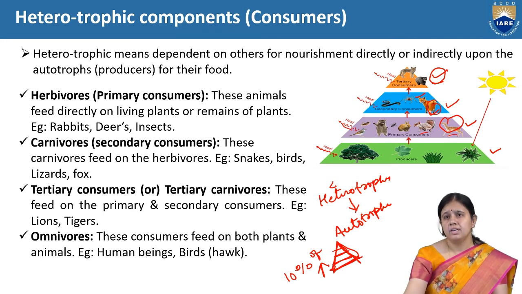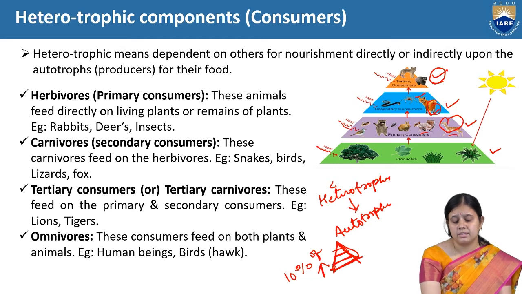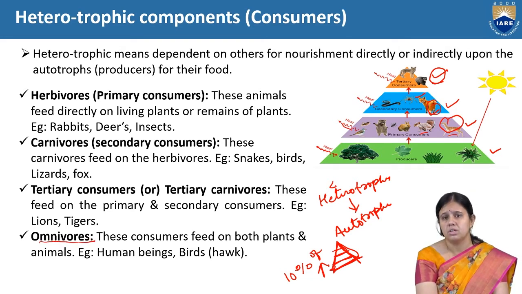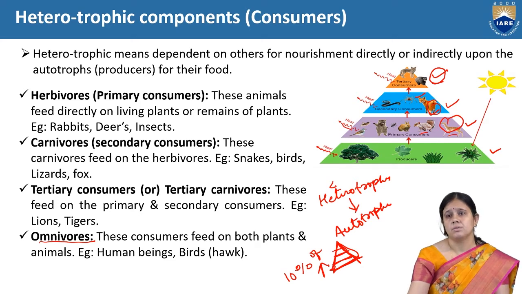After that, one more group is the omnivores. Omnivores are those that consume both plants and animals, like human beings or birds. A human being can be vegetarian and non-vegetarian also, so they come under omnivores. And this is all about the trophic levels of an ecosystem.